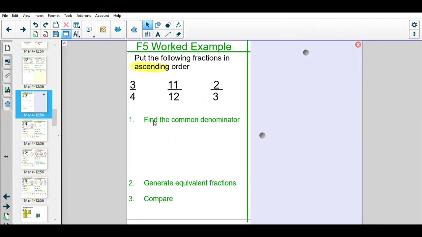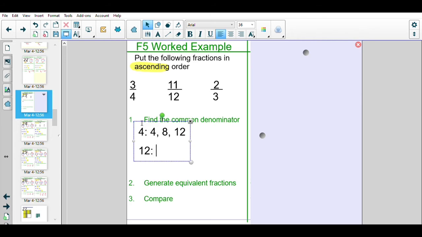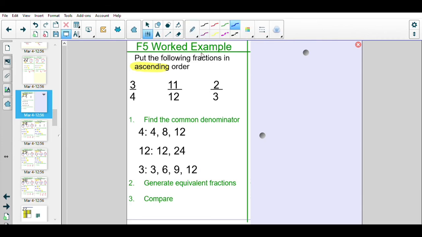In this question, we want to put the following fractions in ascending order. Ascending means from smallest to the largest. The denominators are not the same. I need to make the denominator the same by generating equivalent fractions to be able to compare them. As in the previous question, we need to find the common denominator by listing the multiples of the denominators. As you can see, 12 is the lowest common multiple.